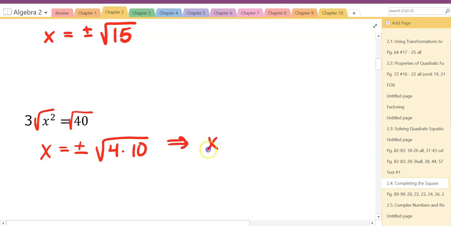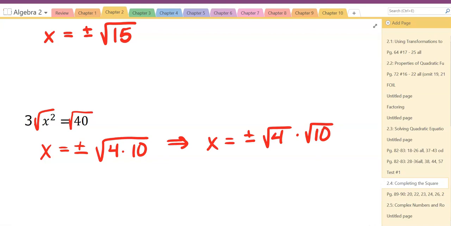So now we have x equals plus or minus. You can split these apart, so it's the square root of 4 times the square root of 10. You can only square root one of them, though. Which one is it? 4, and what is the square root of 4? 2. So this is going to become x equals plus or minus, the square root of 4 becomes a 2, so that comes out of the square root sign.